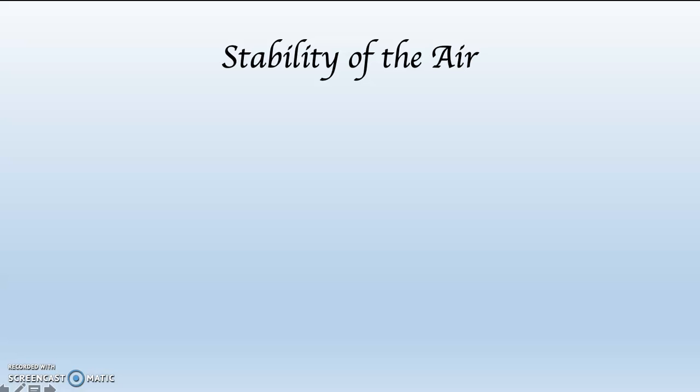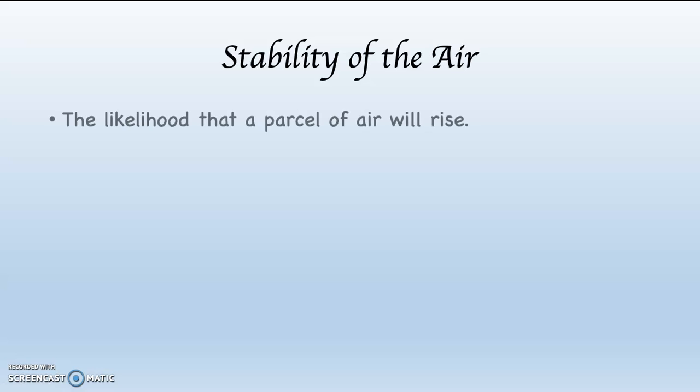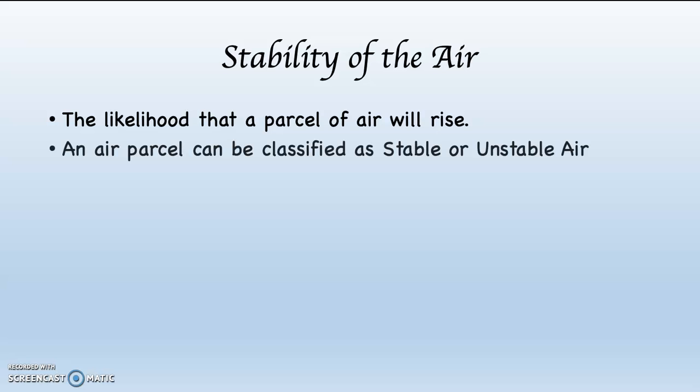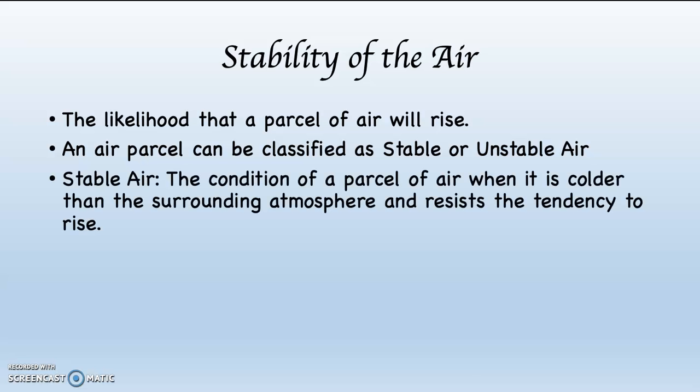When someone says stability or atmospheric stability, what they're talking about is the likelihood that a parcel of air, however big that parcel of air is, a bubble of air, will rise. An air parcel can be classified as either stable or unstable. We classify an air parcel as stable when it meets these criteria.